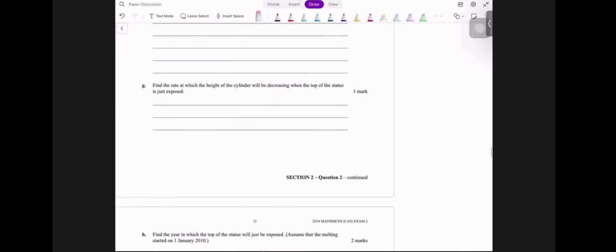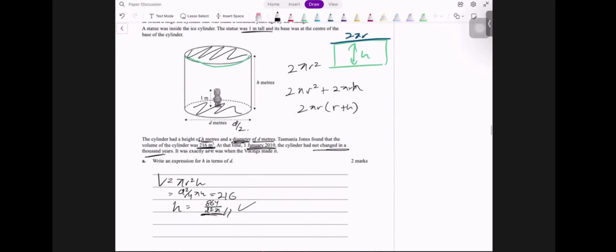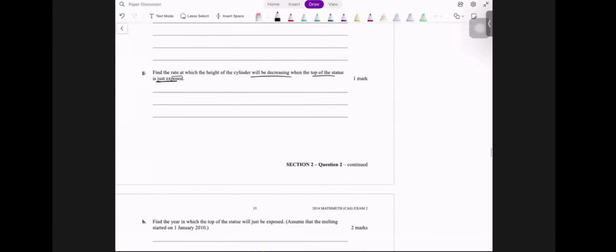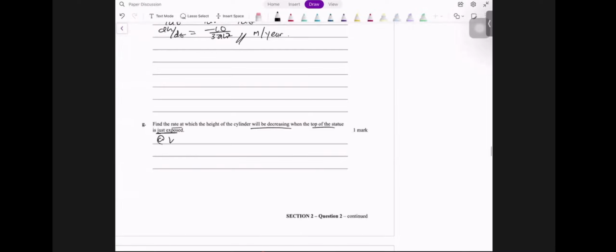Find the rate at which the height will be decreasing when the top of the statue is just exposed. So h measures the height from the ground. Let's say h was like 3 or something, then it will decrease to a value of 1. So that's why you can just sub in h is equal to 1, because h is measured from the ground.